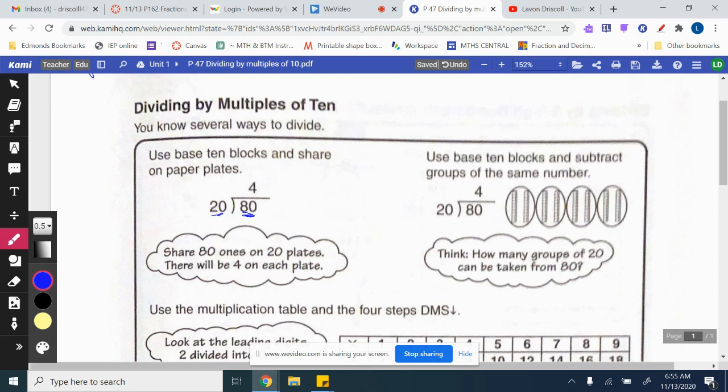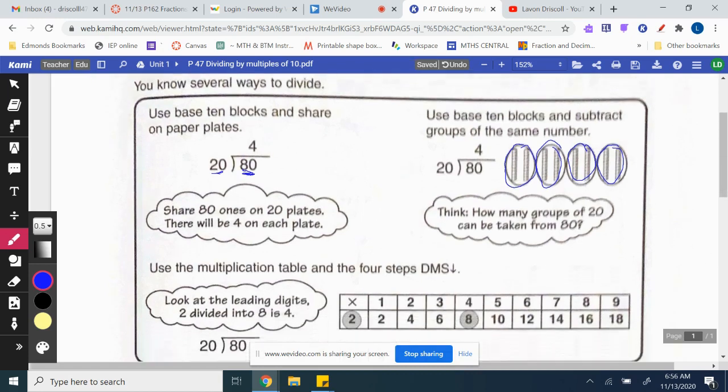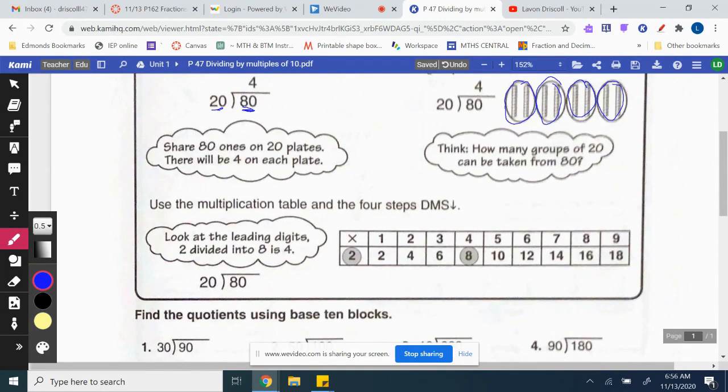Then they say, use the base 10 blocks and subtract groups of the same number. So I'm going to take that 20 away from 80, and then another 20 away from 80, and then another 20, and another, and I see that I have 4 equal groups. And they show you how to do this.